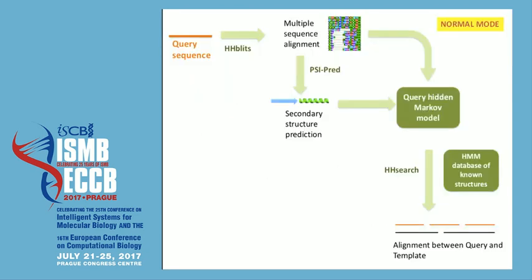So technically, you would put in your query, we run Sergei's HHblits, which gives us a multiple alignment. We then run David Jones' PSIPRED secondary structure prediction. Combining them gives us our query. Previously, we have set up an HMM database of the known structures. You match one against the other, and you get an alignment. So you've recognized the relationship, you've generated an alignment.